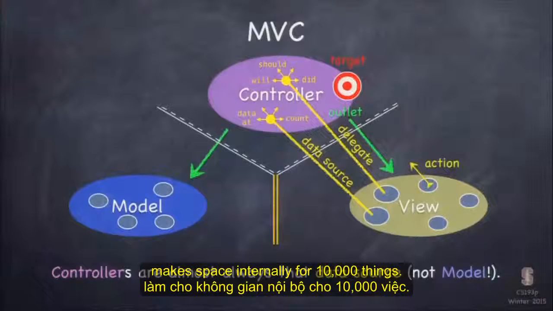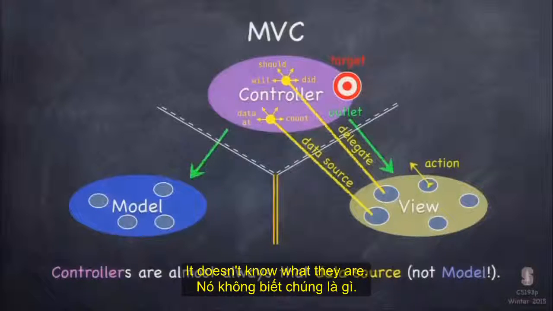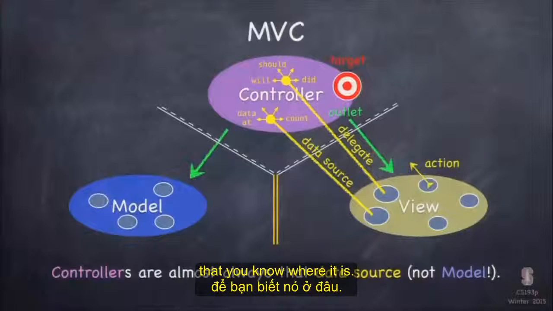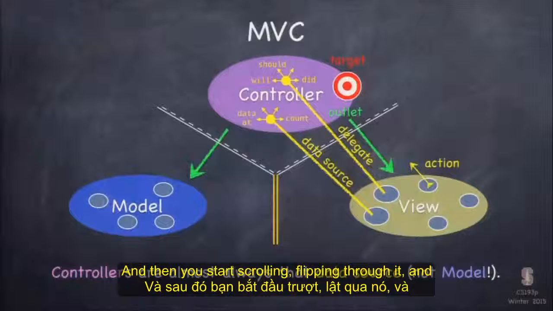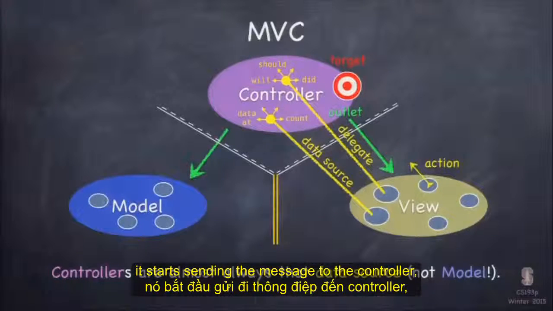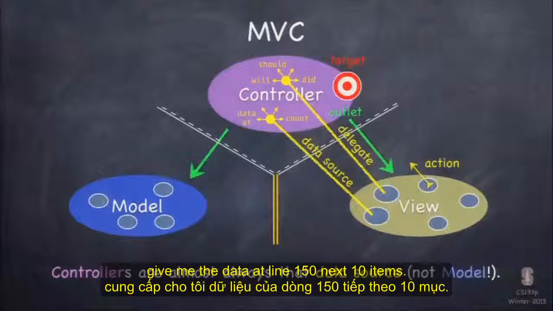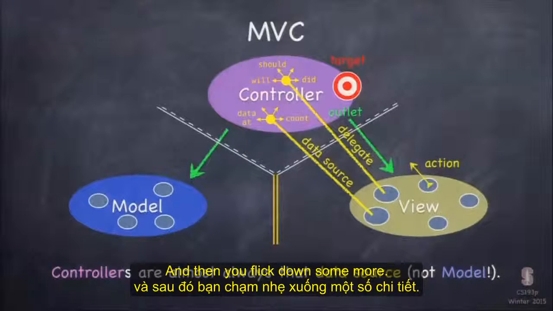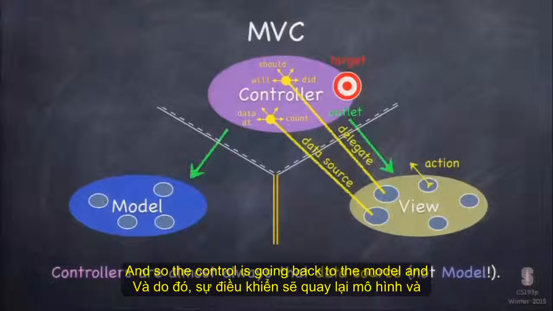The view makes space internally for 10,000 things. It doesn't know what they are, moves the scroll bar indicator a little bit so that you know where it is. And then you start scrolling, flipping through it, and it starts sending the message to the controller, give me the data at line 150, next 10 items. You see what I mean? And then you flick down some more. Now it's saying 250, 10 more items.